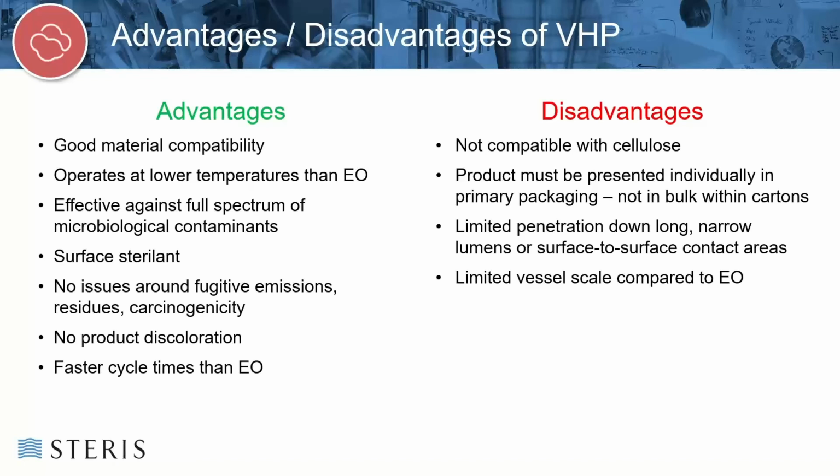So while VHP is done on much smaller scales than EO, this is counteracted somewhat by our much faster cycle times. So with the 20 hours plus EO cycle compared to a maybe 3 hour VHP cycle, you can get multiple VHP cycles on a smaller volume done in the same amount of time as you get a single larger volume EO cycle.